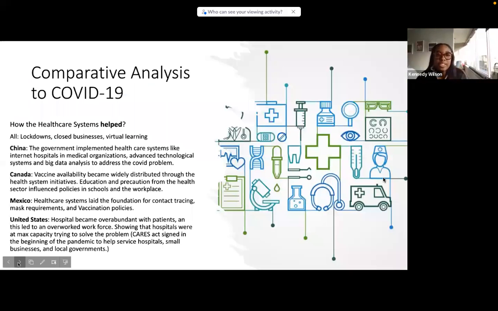A comparative analysis of COVID-19 and how the different healthcare systems actually helped. One thing in common was that they all implemented lockdowns for their countries, closed their businesses, and implemented virtual learning and working. In China, they implemented advanced technology and used a lot of big data to analyze the systems that were working and address the COVID problem.